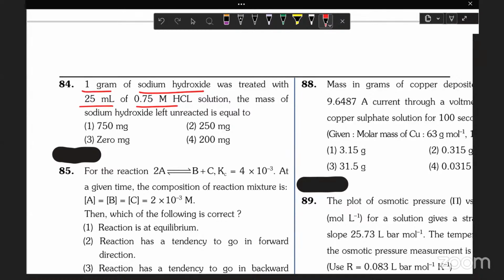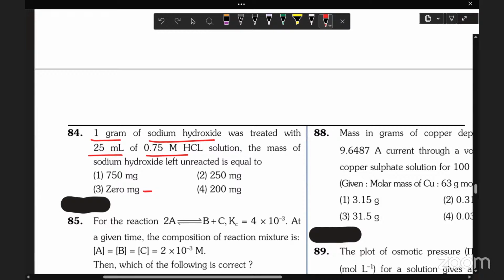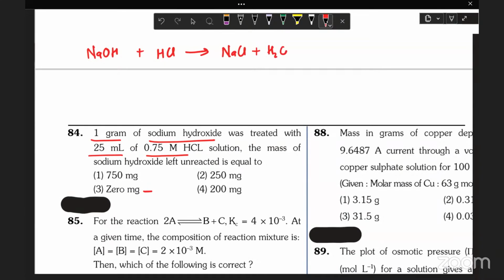After reading this statement, some of the people might say that sodium hydroxide is going to be the limiting reagent, but that's not true. If you look at option number 3, it says 0 milligrams, so it might be possible that sodium hydroxide might have finished. We'll be able to know that only when we calculate the values, right? So the reaction will look like NaOH plus HCl giving us NaCl plus water.